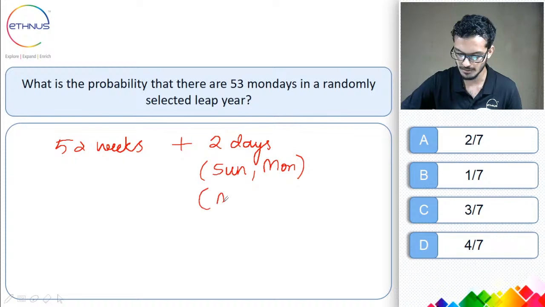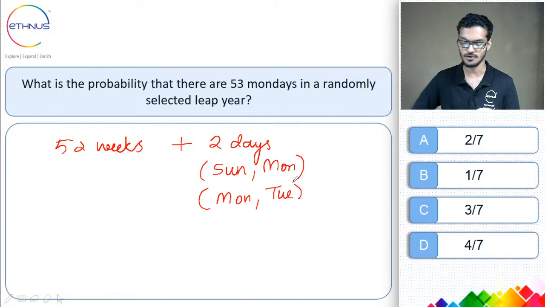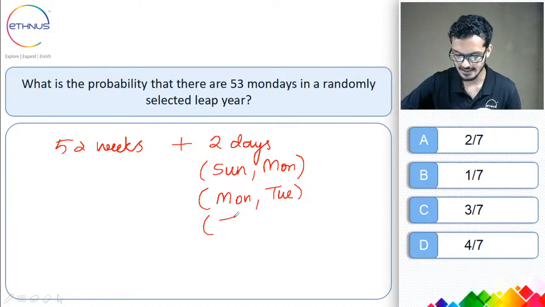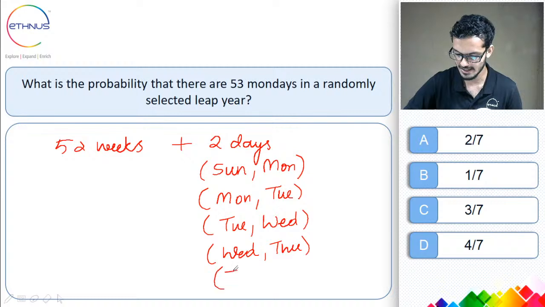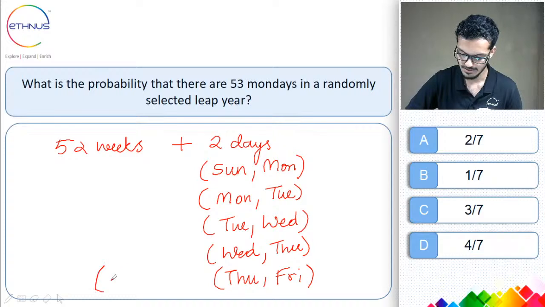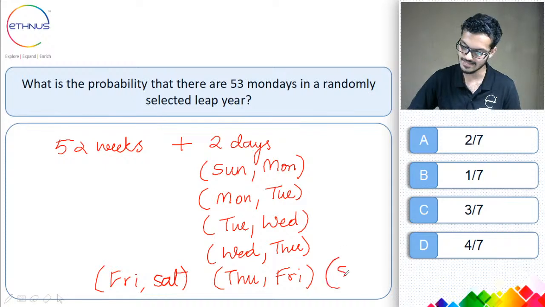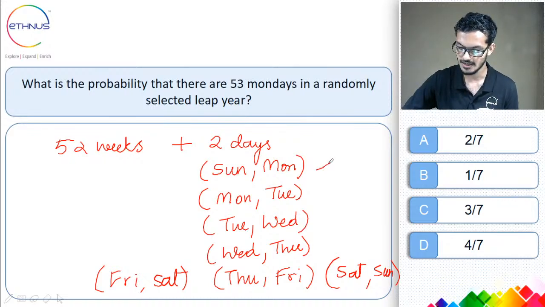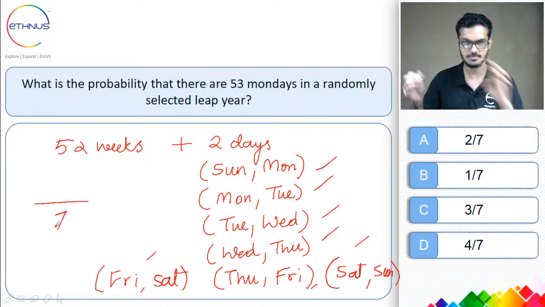Or those 2 days could be Monday or Tuesday. Okay, this is also possible. And like that, it goes on. It could be Tuesday or Wednesday, or Wednesday or Thursday. Then it could be Thursday or Friday. The last one, it could be Friday or Saturday. Yeah, there's one more, I missed it out. It could also be Saturday and Sunday. Okay. So how many such possibilities are there? If you count all this, it is 1, 2, 3, 4, 5, 6, 7. So totally 7 possibilities overall.